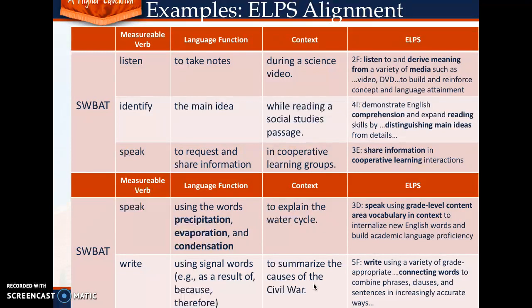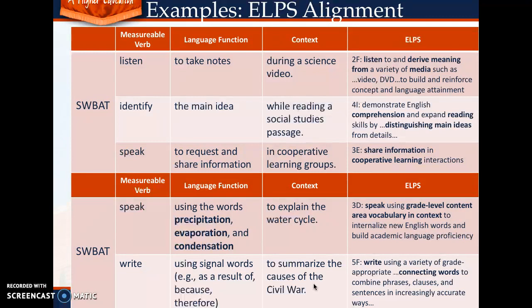the first one. So the lesson is about the water cycle, and you're introducing the water cycle, or you're introducing the words. They've learned the words precipitation, evaporation, and condensation. And so you think, okay, well, I want to know that they understand the cycle. So I want them to be able to explain the cycle to me. Maybe the content objective is students will explain the elements of the water cycle.